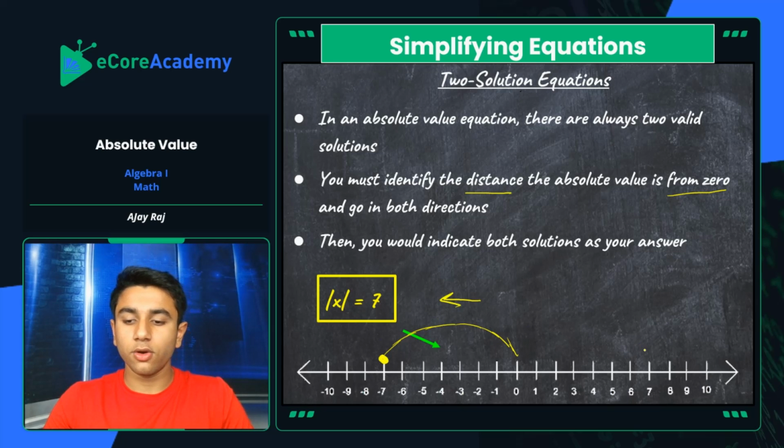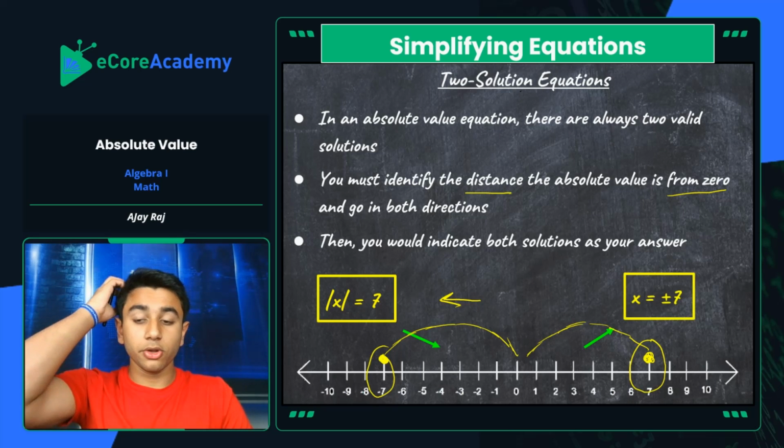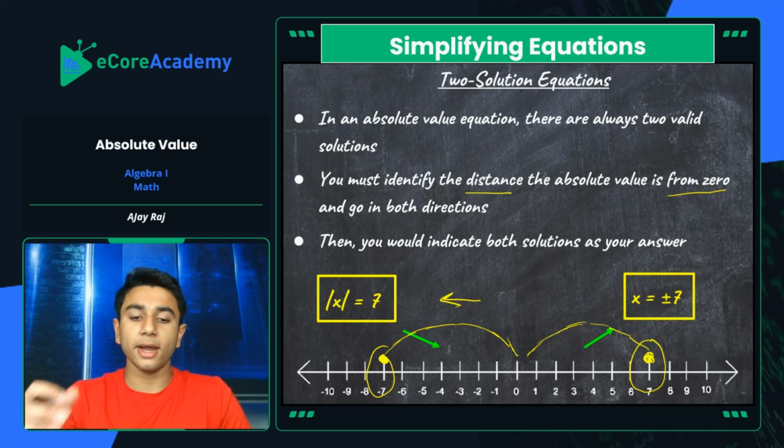And then now we're going to go over to the right 7 spaces. And here we land on positive 7 because they're both 7 from our focal point at 0. So these are our two answers, negative 7 and 7. And algebraically, you're merely writing x equals positive or minus 7.